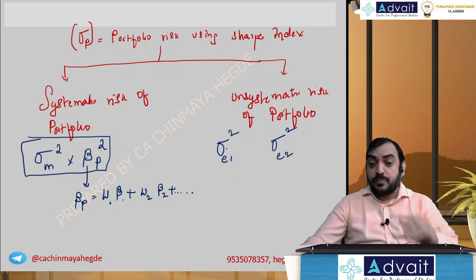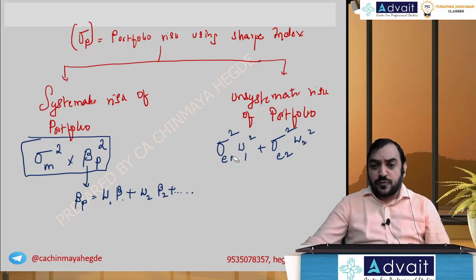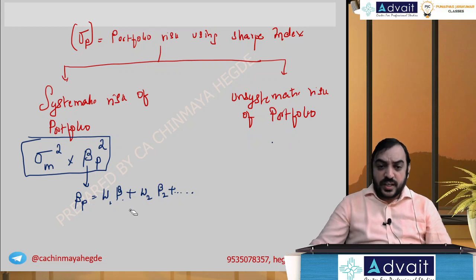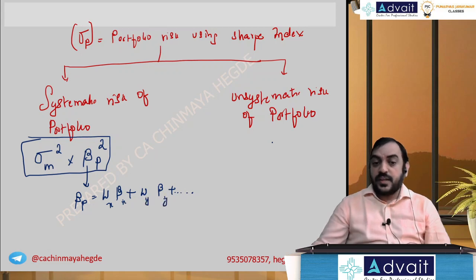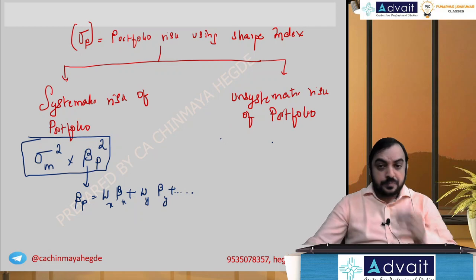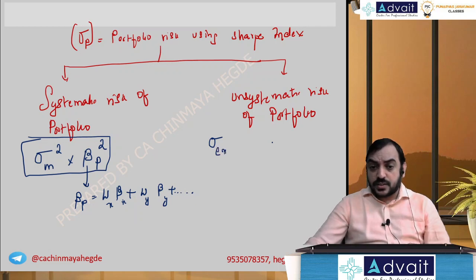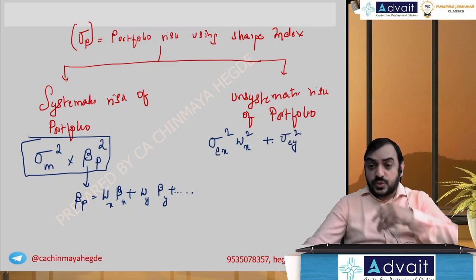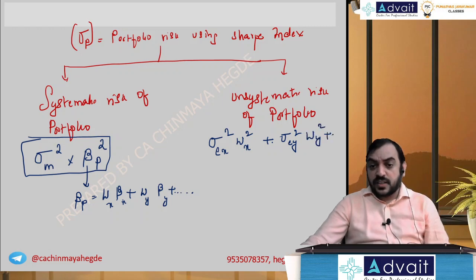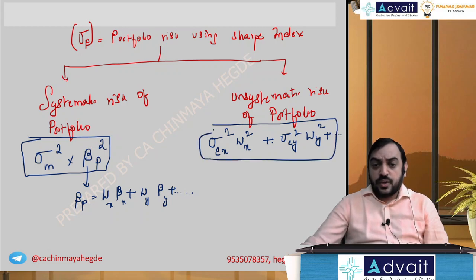And I'm going to do a weighted average. Means what? I'll multiply it by W1 square and multiply it by W2 square and so on. Or instead of 1 and 2, let me call them X and Y, more comfortable. So let me say this is X and Y, Wx, beta X, Wy, beta Y. Unsystematic risk of portfolio means first the unsystematic risk of security X, that is sigma Ex square, of course variance, and its weight Wx square. Then the unsystematic risk of security Y, that is sigma Ey square multiplied by its weight square Wy square, plus dot dot dot. This is the unsystematic risk of the portfolio.